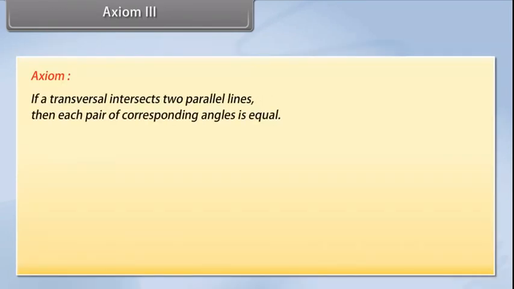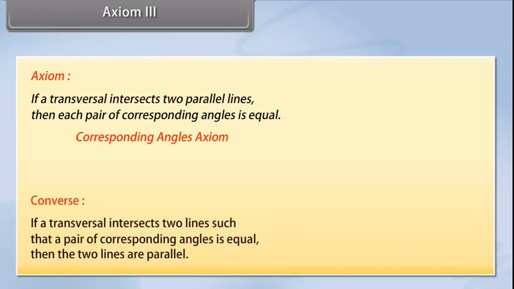Axiom. If a transversal intersects two parallel lines, then each pair of corresponding angles is equal. This axiom is also referred to as the corresponding angles axiom. Now let us discuss the converse of the axiom. If a transversal intersects two lines such that a pair of corresponding angles is equal, then the two lines are parallel. Does this statement hold true?